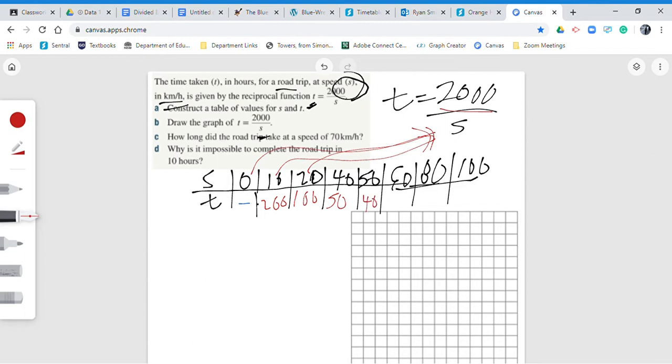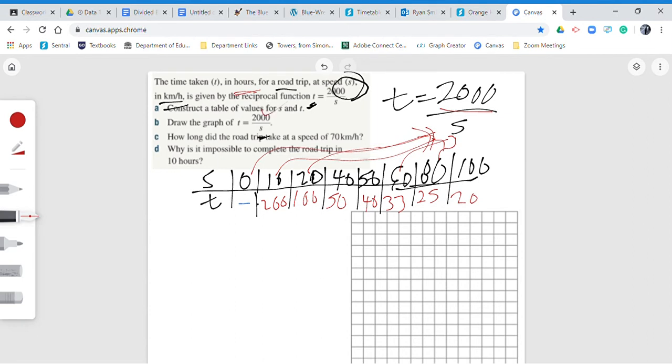If I put 60 in for s and do 2000 over 60, I get 33, and this would be hours, and I'm getting these all in hours. So I knew it was hours. If I do 2000 over 80, I get 25 hours. And finally, if I drive at about 100 kilometers an hour for 2,000 kilometers, it's going to take me approximately 20 hours. So there we go. I've constructed my table of values.